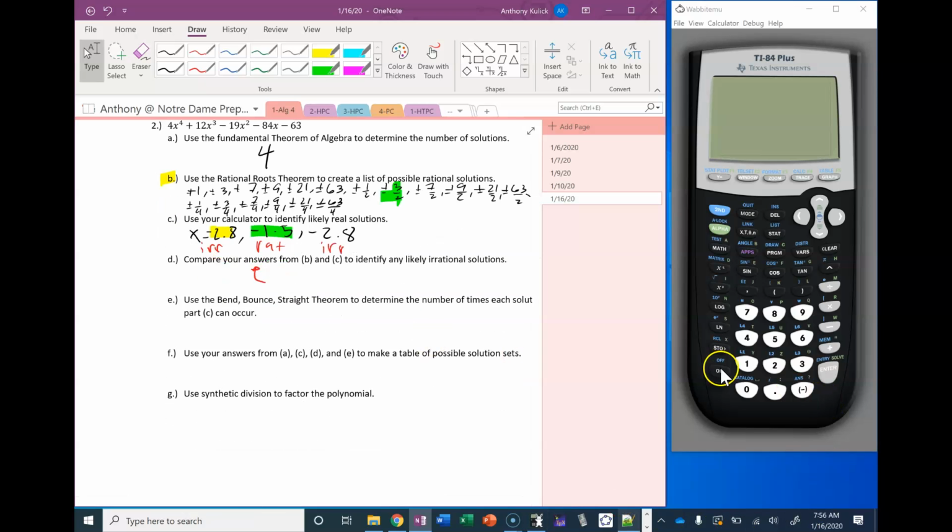So now I'm going to use the bend-bounce-straight theorem. If I look at negative 2.8, how is that going through the x-axis? That's going straight through. Because it's straight, that means that solution is used one time. How is negative 1.5 going through the x-axis? It hits it and then comes back the same direction. That's a bounce.